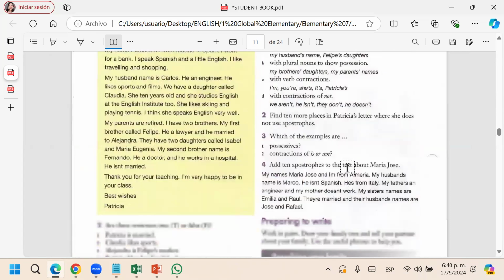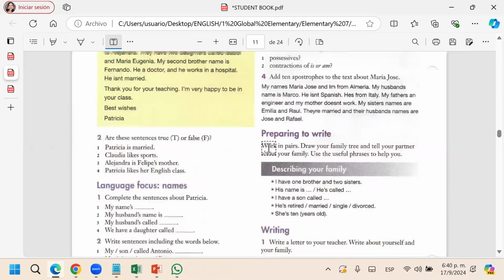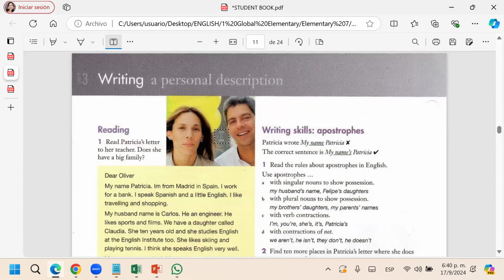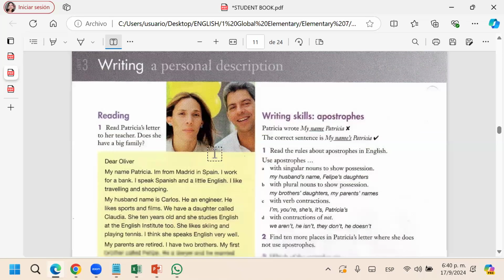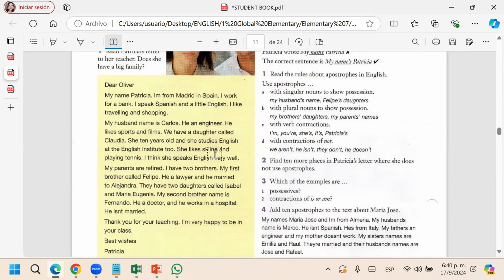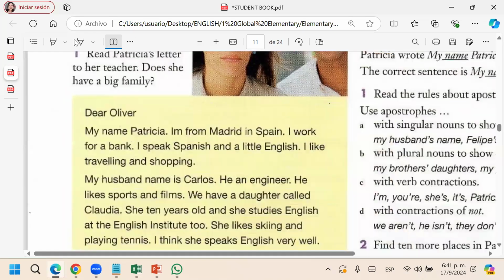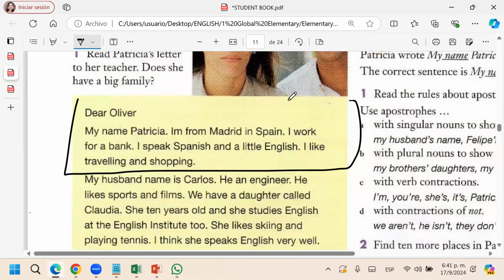No. I have here another family. This is the family of Oliver, Patricia, Carlos. It's another family. I have here the photo. And in this family, it has some mistakes. We're going to read it. You're going to see. We have to change some things. So let's read this family. Who wants to read the first part?